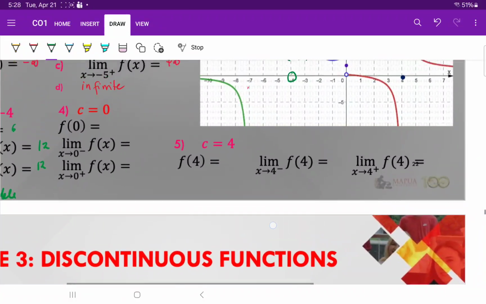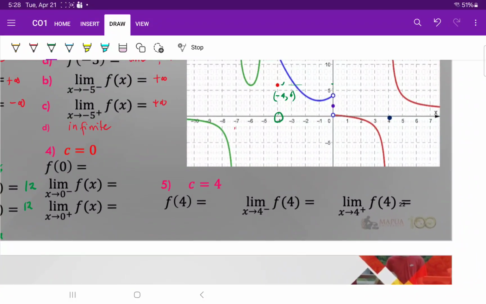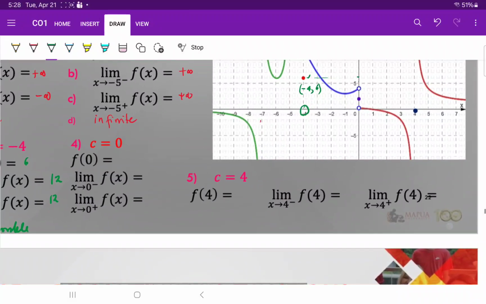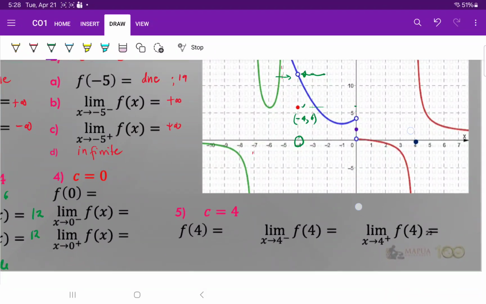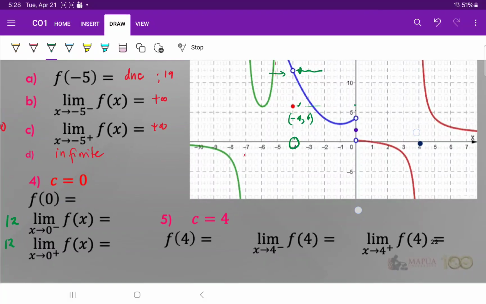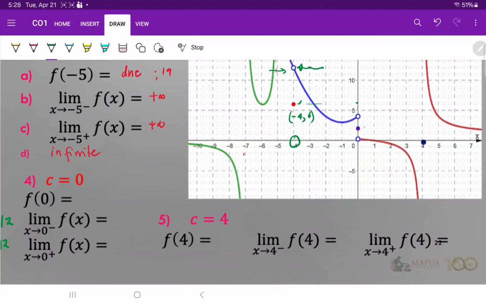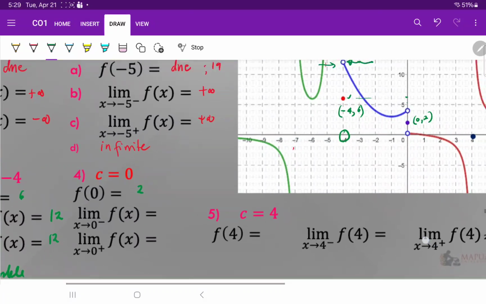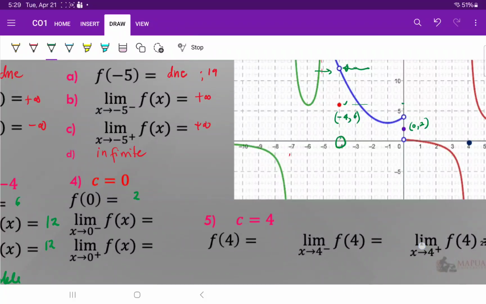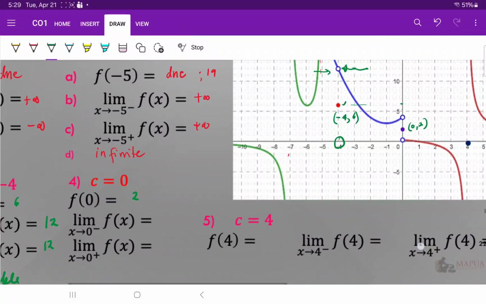Okay, as x approaches 0, coming from the left, what is f of 0? Let's say it's 2. This is, when x is 0, y is 2. So f of 0 is 2. Now, what's the limit coming from the right of 0? Coming from the right, it's 0.